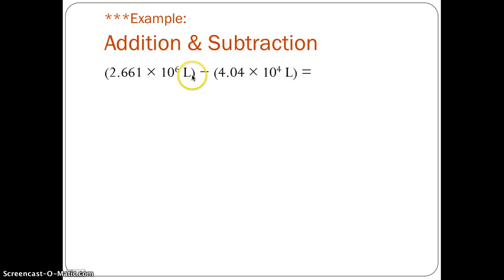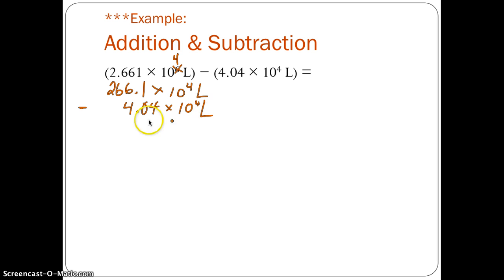All right, so in this subtraction problem, again, my exponents are different. So what am I going to do? I'm going to change this 6 to a 4. So if I do that, I have to multiply by 100, which gives me 266.1 times 10 to the 4th liters. Now just look real quickly here. My exponent became smaller by 2 powers of 10. My coefficient became larger by 2 powers of 10. Now I'm subtracting. Don't do what I do. Sometimes I forget to subtract and I add and it doesn't quite work out very well, so pay attention.